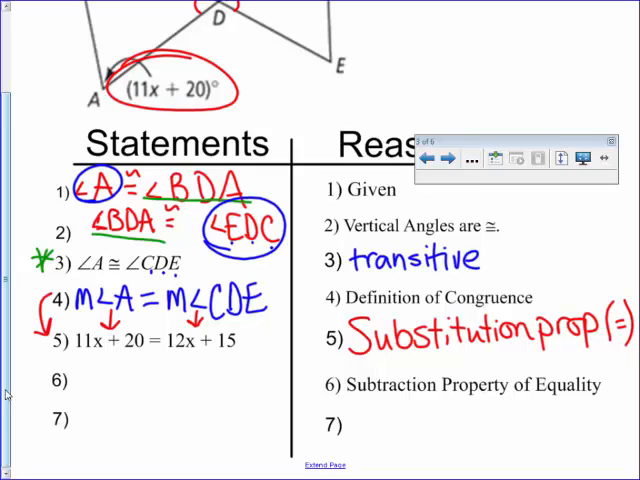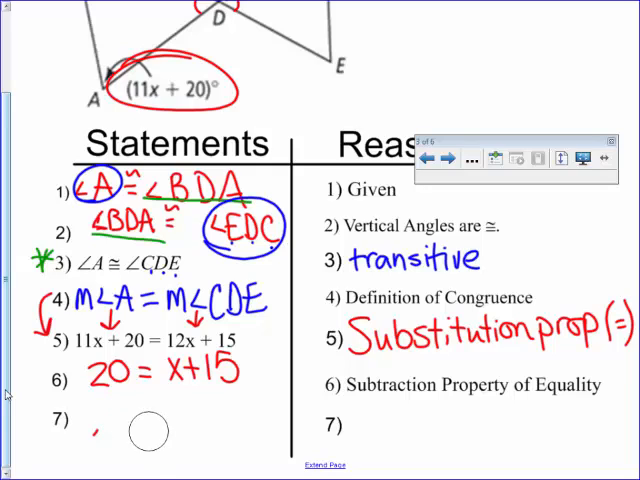So now let's go ahead and finish and solve this equation. From step 5 to step 6, it says subtraction property of equality. So I'm going to subtract the 11x from both sides, which will leave me with 20 equals x plus 15. Okay? And then our last and final step, because on the proof it wanted us to solve for x, we're going to go ahead and subtract 15 from both sides.